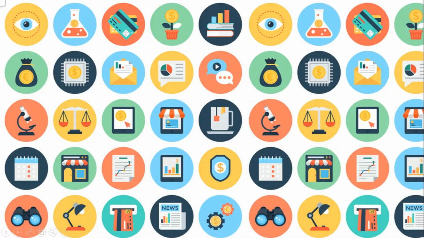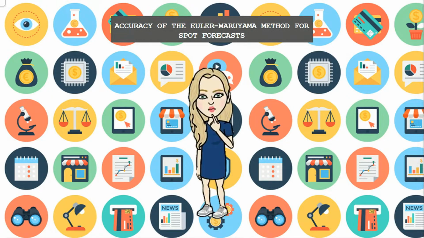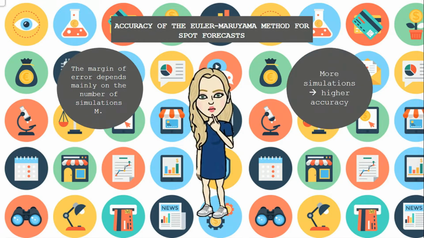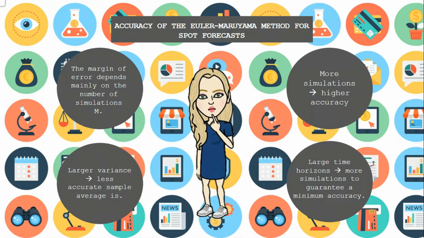Now let's talk about the accuracy of the Euler-Maruyama method for spot forecasts. First, the margin of error depends mainly on the number of simulations m. Then, the more simulations, the higher the accuracy. The larger the variance, the less accurate the sample average is. And large time horizons require more simulations to guarantee a minimum accuracy.